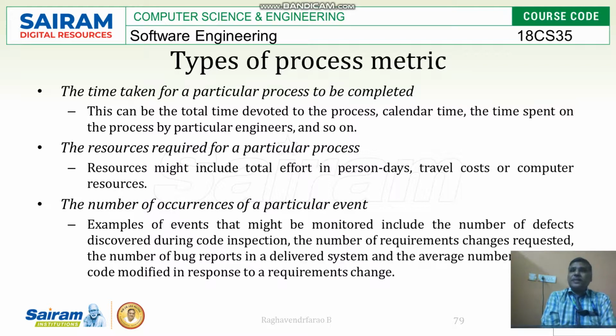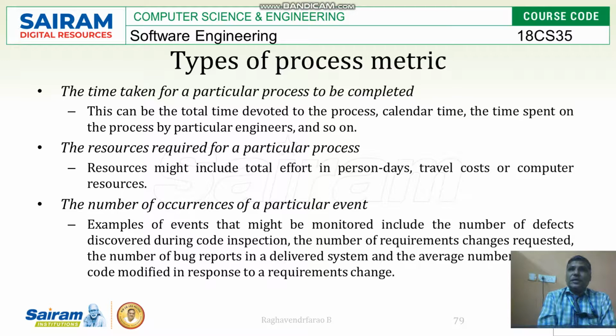There are types of process metrics. Here there are 3 points. One is the time taken for a particular process to be completed. How are we going to calculate this? It is the total time devoted to the process. You will calculate the calendar time, and the time spent on the particular process. Then how many people are working on that, you will also consider. So that is the time taken for a particular process.